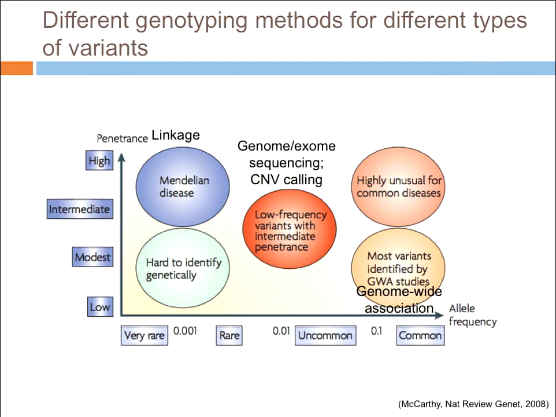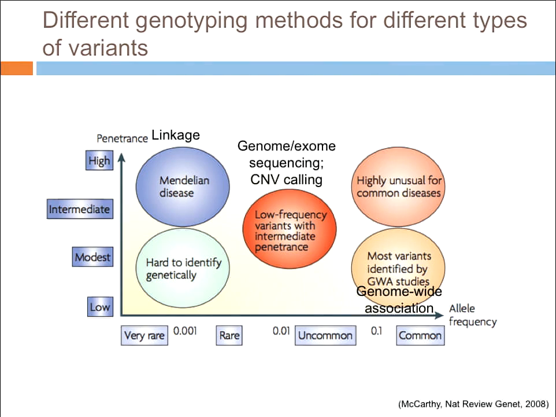So if we have very rare alleles that are only found in small families that have really large effects, then those are Mendelian diseases, and we can find them through linkage, which is an older school method that's not really used as much anymore.